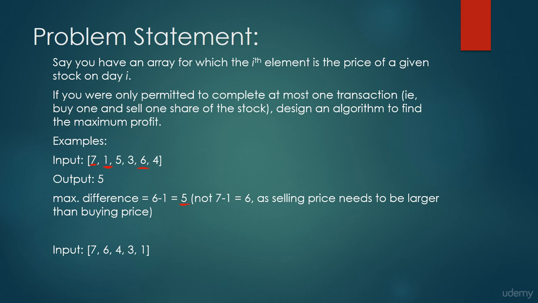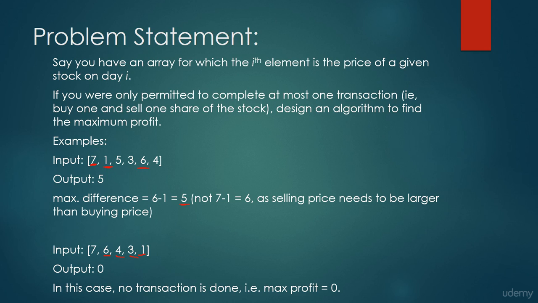Or let's take another example. For example, if the numbers are in descending order, like 7, 6, 4, 3, 1, then that means that you cannot make any money. If I buy here, then if I sell here, it's going to be a loss. If I sell here, it's going to be a loss. Again, if I buy at 6, then it's also going to be a loss regardless of where I sell it. So whatever day I buy, I'm always going to make a loss. So I might as well not do any transaction here, and so I should output 0, because in this case, no transaction is done.